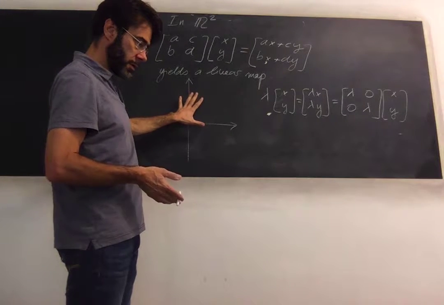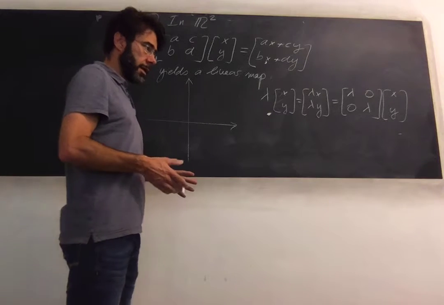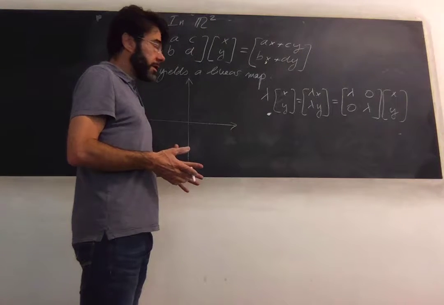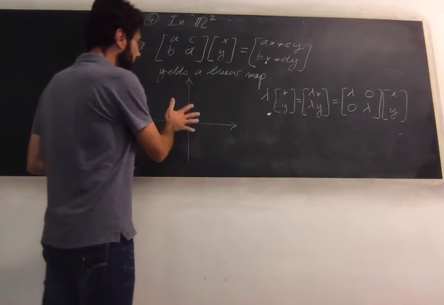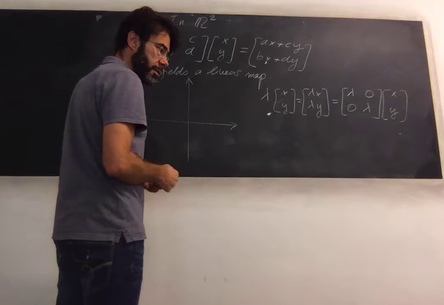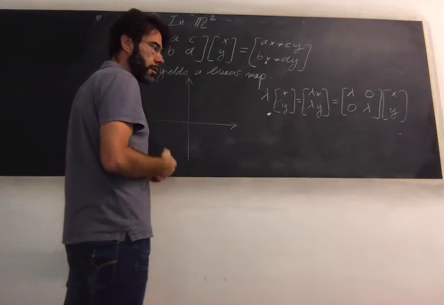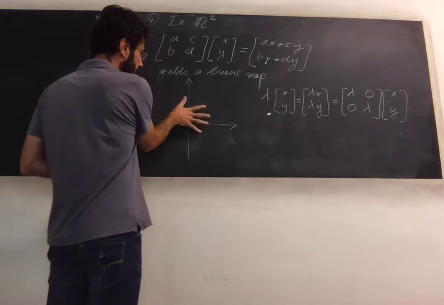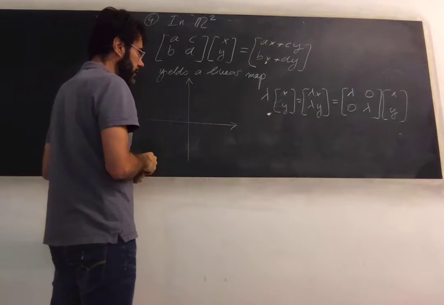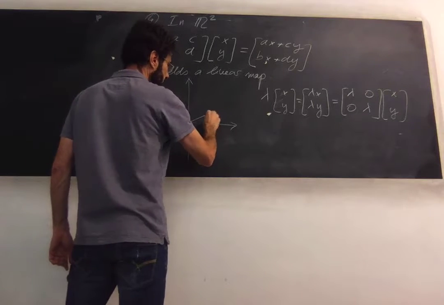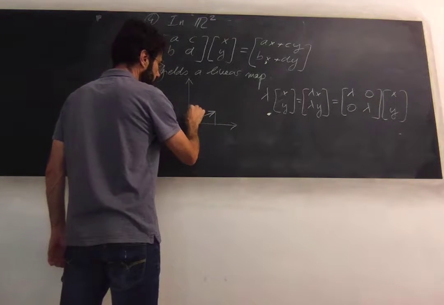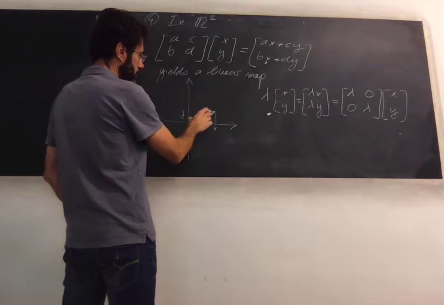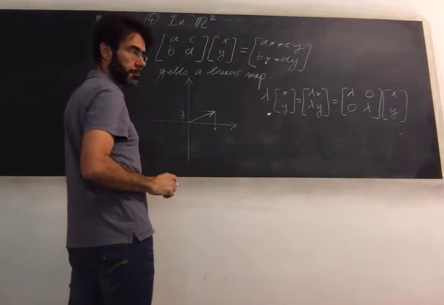So rotation, as you know from physics, is a rigid transformation. It does not change the length of things. It does not alter the angles. It keeps everything the same. All it does is just turn things. For example, this vector here, let's call it xy. It would not change length if you rotate it.